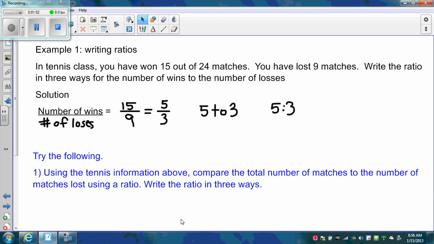So I want you to try the following. Using the tennis information from above, compare the total number of matches to the number of matches lost using a ratio. Write the ratio in 3 ways.